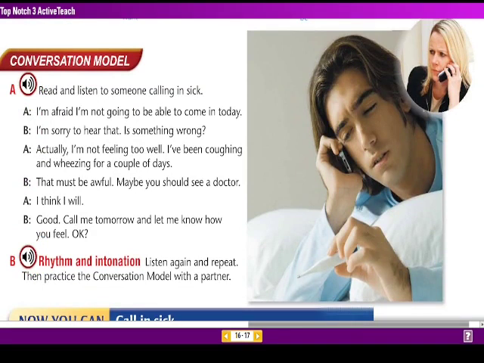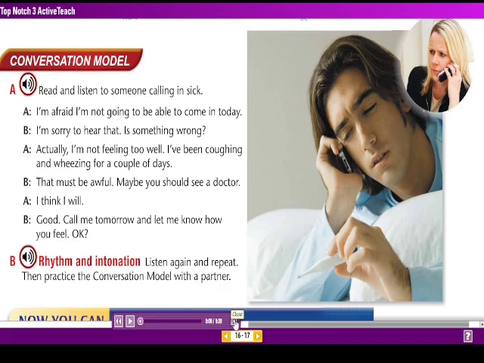So let's see how that person explains what's happening to him. Page 17. Conversation model. Exercise A. Read and listen to someone calling in sick. I'm afraid I'm not going to be able to come in today. I'm sorry to hear that. Is something wrong? Actually, I'm not feeling too well. I've been coughing and wheezing for a couple of days. That must be awful. Maybe you should see a doctor. I think I will. Good. Call me tomorrow and let me know how you feel, okay?